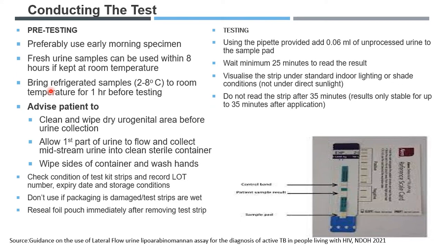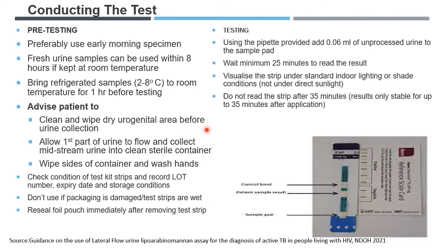So for those of you who had said that is the correct answer, you cannot use it immediately. If you've put urine in a fridge, you need to take it out. You cannot freeze the urine. Ideally, we don't freeze the urine for testing, so you can keep it in your ordinary fridge. If you're going to bring it to room temperature, you've got to keep it out for about an hour and then utilize the testing.